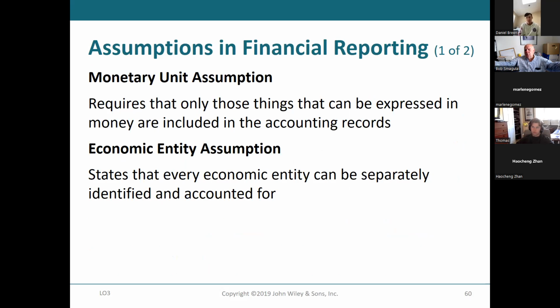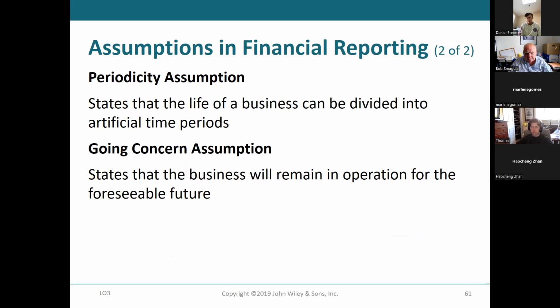Monetary unit assumption. It assumes that we can measure the business in dollars or whatever your currency is. Economic entity assumption. This means that every economic entity can be separately identified and accounted for. We're not going to be mixing up Nike with Adidas or something. Going concern assumption. I love this one. The assumption is that the business will remain in operation in the future. If an auditor does their work and they find out that the company has really got not much of a future, they have to indicate that. They have to say that. Otherwise, you assume it's a going concern.